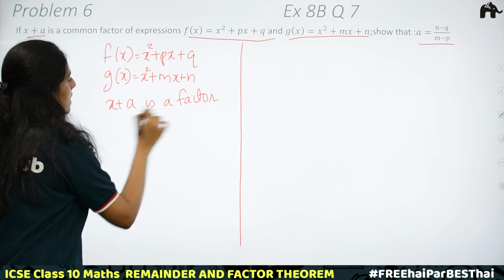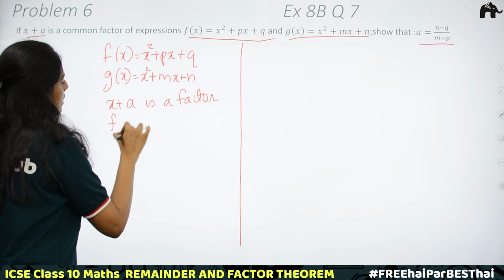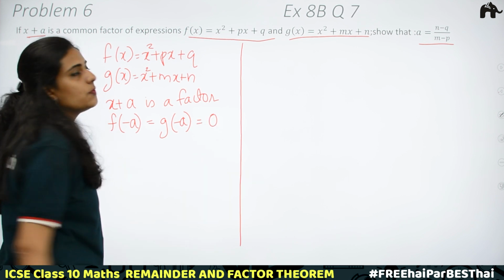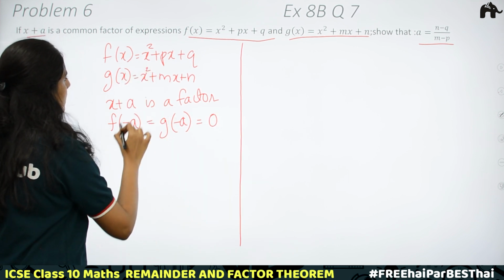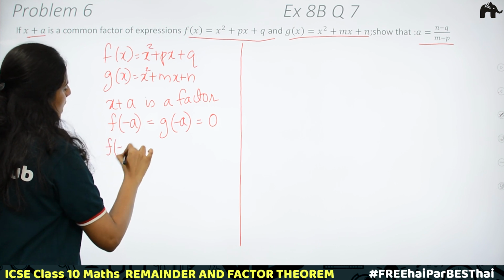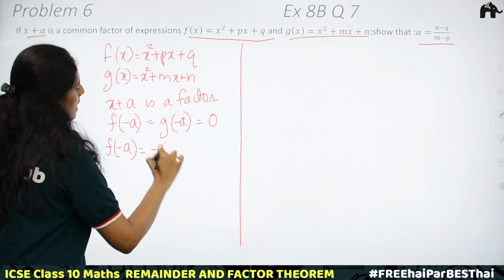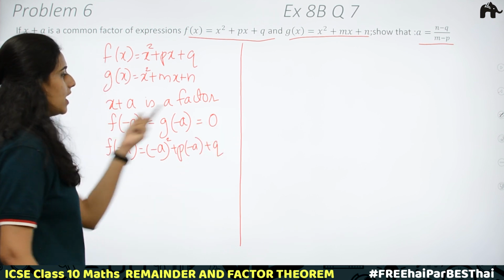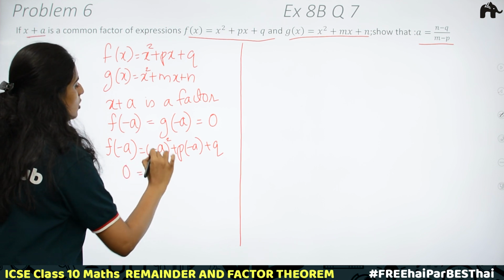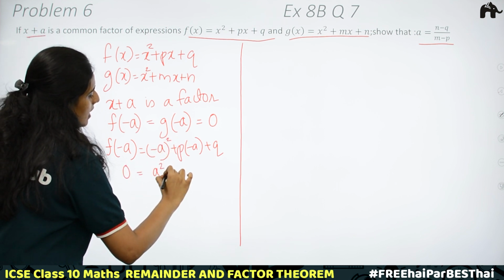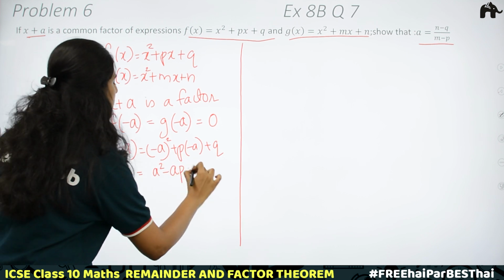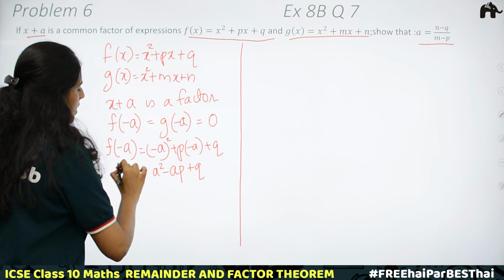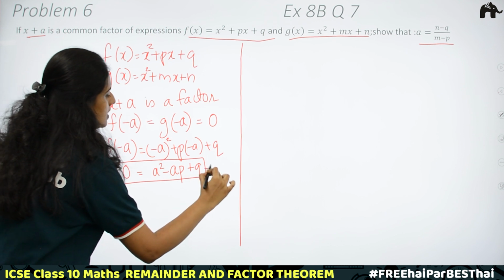Okay. Here x plus a is a factor, which means f of minus a is equal to g of minus a and that is equal to 0. Okay. First, we'll find f of minus a. F of minus a is equal to minus a square plus p into minus a plus q. F of minus a is 0. 0 is equal to minus a square is a square minus ap plus q. Okay. A square minus ap plus q. We'll take this as the first equation.